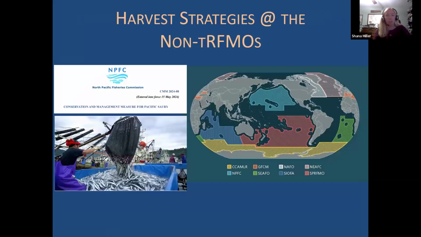Harvest strategies are also being developed at the non-tuna RFMOs. There was a harvest control rule, a preliminary one, adopted for SARI at NPFC this year. The yellow stars indicate the non-tuna RFMOs that are currently already developing harvest strategies, and CEOFA gets a blue star because they are moving in that direction and developing a process for how to develop MSEs for their important stocks.